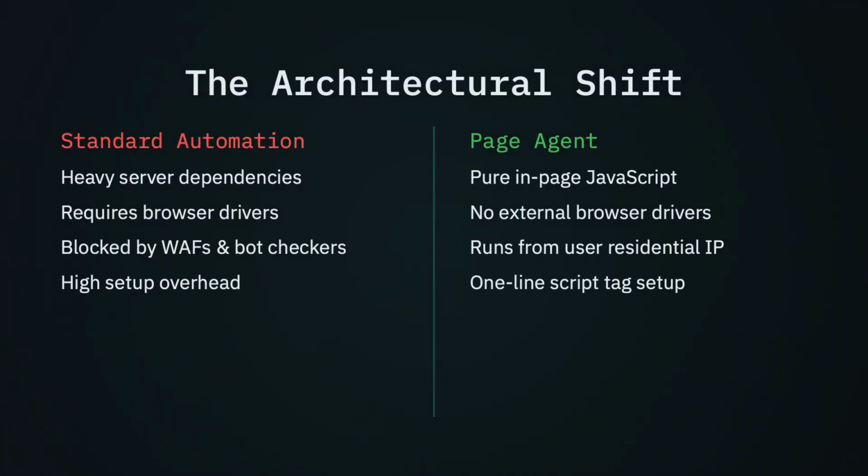Standard browser automation pipelines run on remote servers or external node processes, which are easily fingerprinted and blocked by security filters. Page Agent shifts this entirely, running directly in the client browser. By doing this, it utilizes the user's native residential connection and automatically inherits session cookies and login states, bypassing data center IP blocks and security firewalls completely.